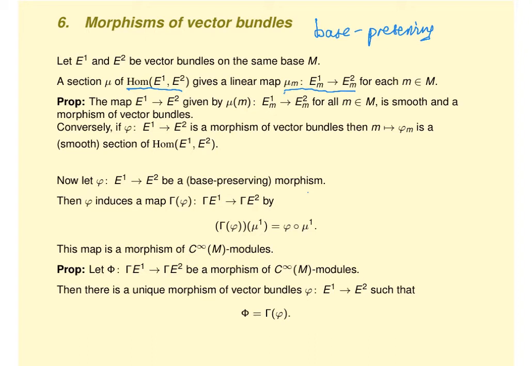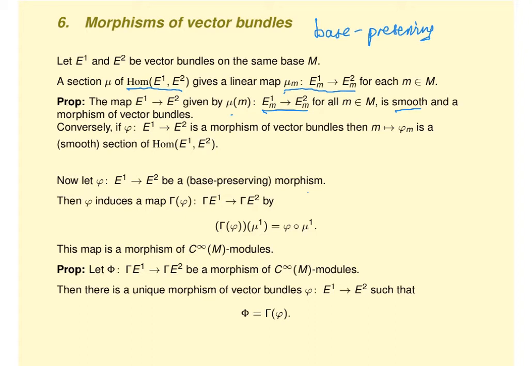If we combine these together, they give a map from E1 to E2, namely that mu_m is indeed this map on the fibres over m, and that is in fact smooth, and it's certainly a morphism of vector bundles. That's a straightforward thing to prove. You can ask me if you would like to, but it's a very straightforward result to prove. And that means, in fact, that sections of Hom(E1, E2) can be identified with morphisms from E1 to E2.